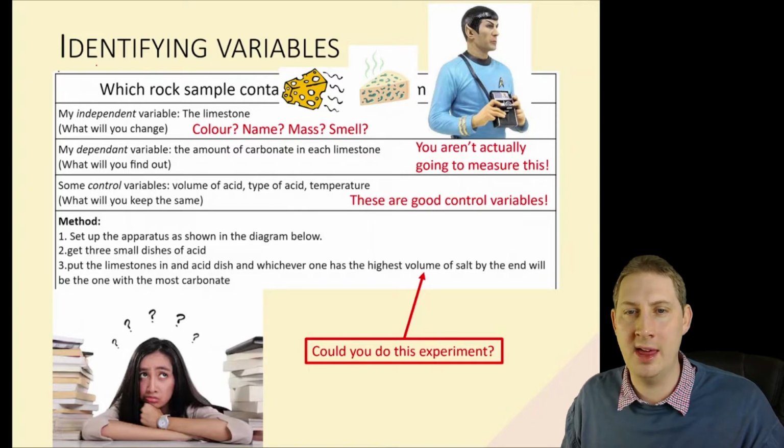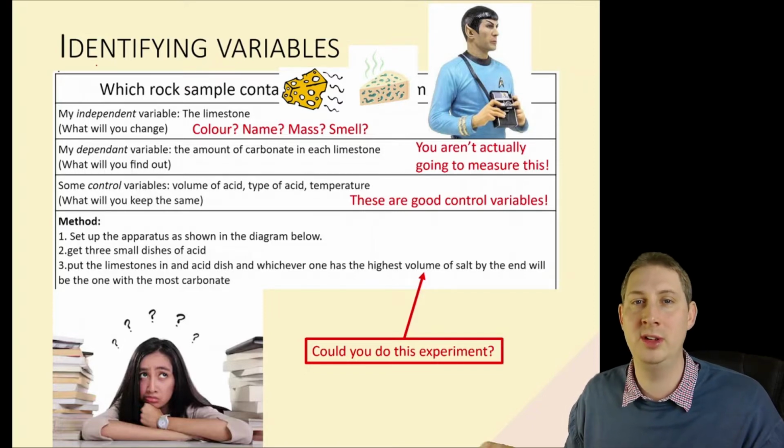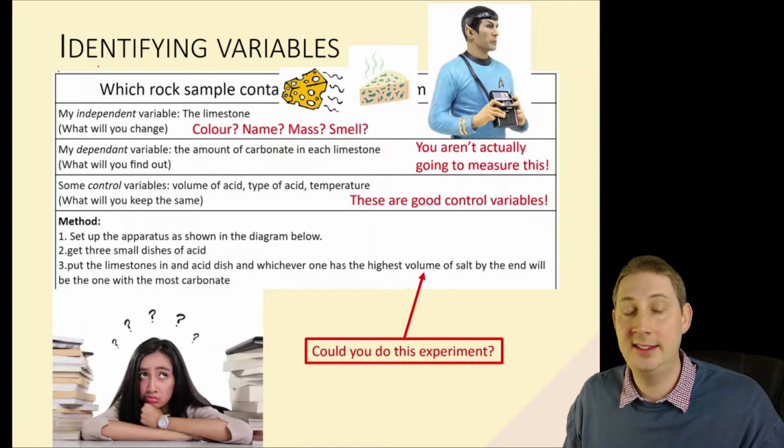And many of your methods were like this, just nowhere near enough detail to say to another student in another class how you would actually do the experiment. If you're not sure, give the methods to your parents and see if they understand what to do. And if they don't, it's not good enough.